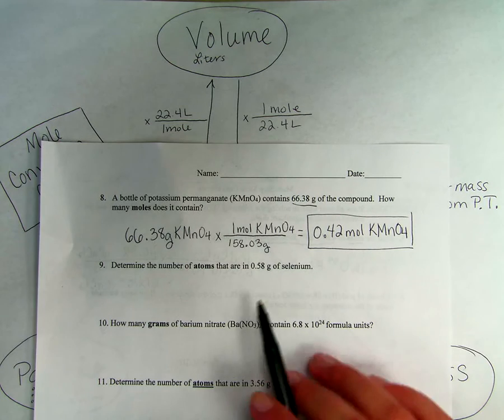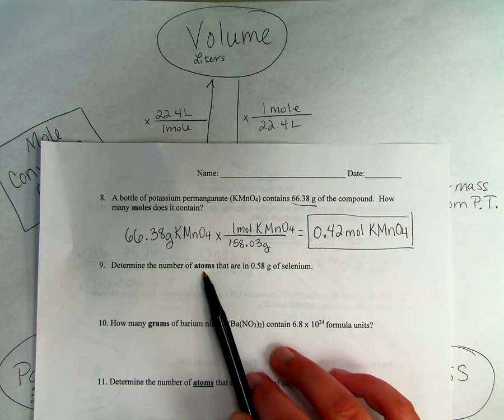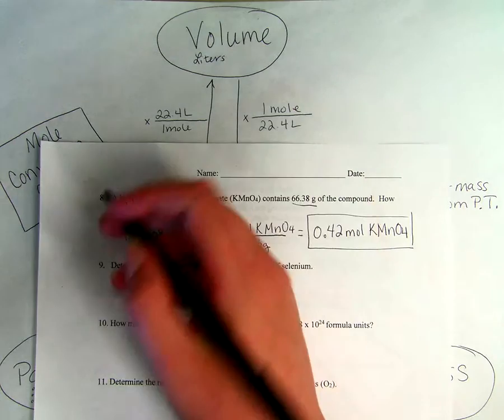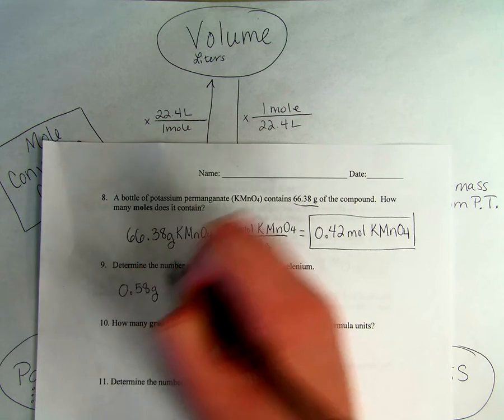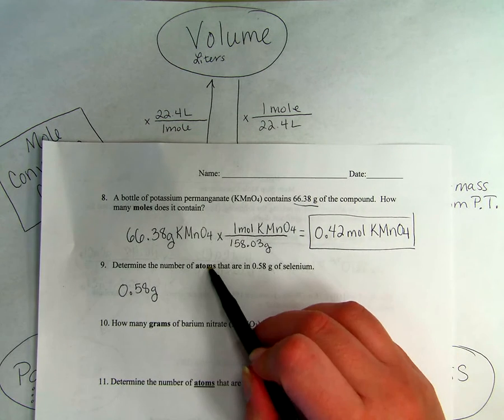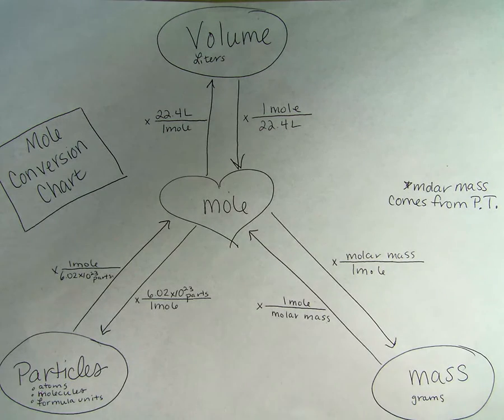So let's take a look at number 9. Here we're determining the number of atoms from the number of grams. So again, we start with what we're given. If we're going from grams to atoms, let's see how many steps we'll need. We're starting down here in grams, and we have to make it to atoms. Can we go right from grams to atoms? There's no arrows here, so that's not possible.